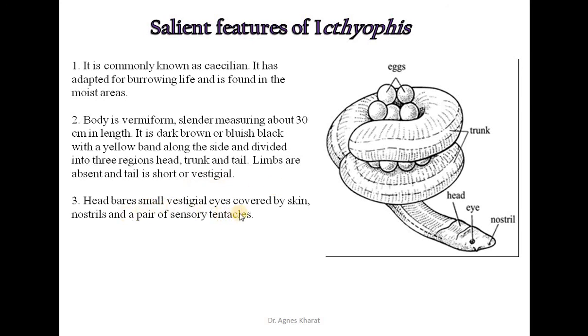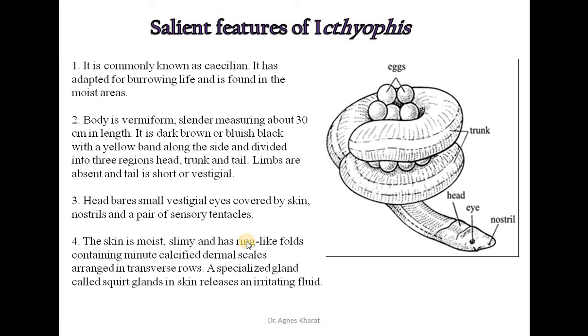Head bears small vestigial eyes covered by skin. Why it has got vestigial eyes? Because it has got a burrowing habit and so it does not require eyes. So that is the reason eyes are in the vestigial form. Nostrils and a pair of sensory tentacles are also present. The skin is moist, slimy and has ring-like folds containing minute calcified dermal scales arranged in transverse rows. A specialized gland in skin releases irritating fluid.